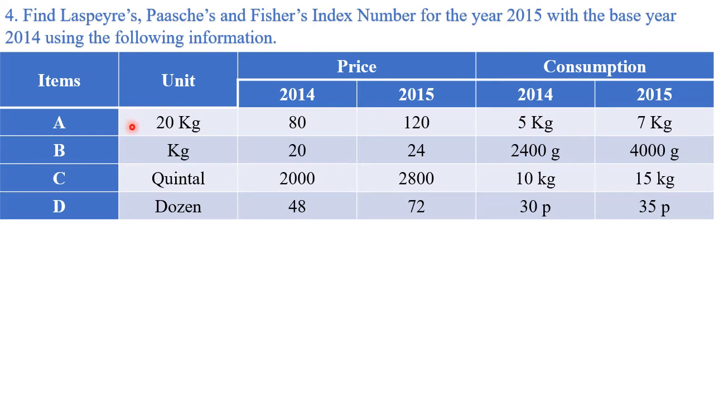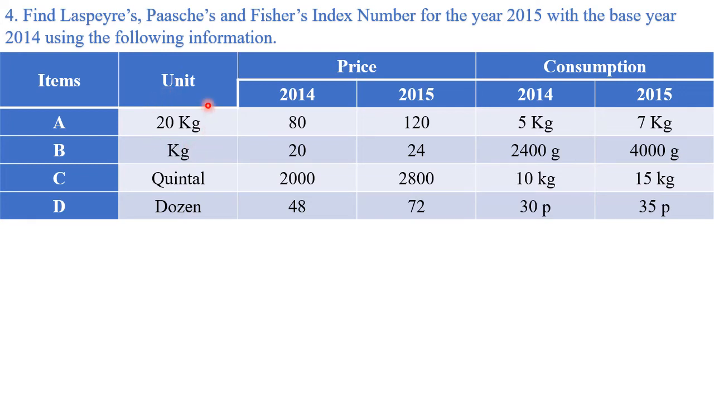So that means I need to convert this 20 kg into 1 kg. Just imagine you have the price of 20 kg as 80 rupees and you are multiplying it with 5. Basically you are not calculating for 5 kg, you are calculating for 100 kg. So there will be a mathematical error there. Therefore what we need to do is first analyze this question.